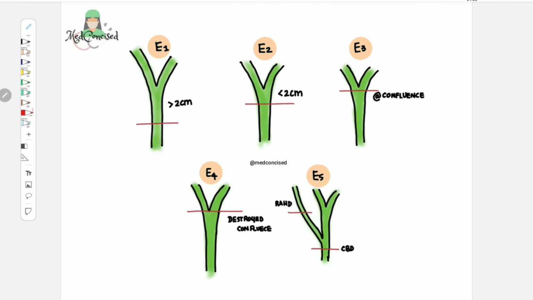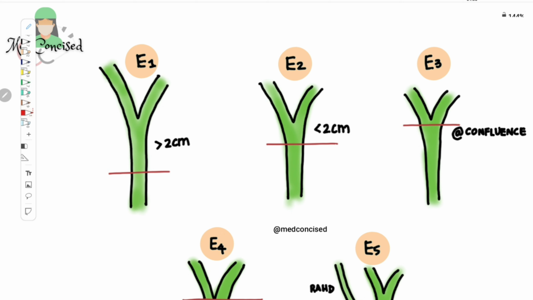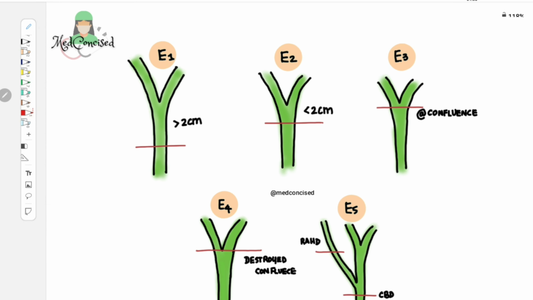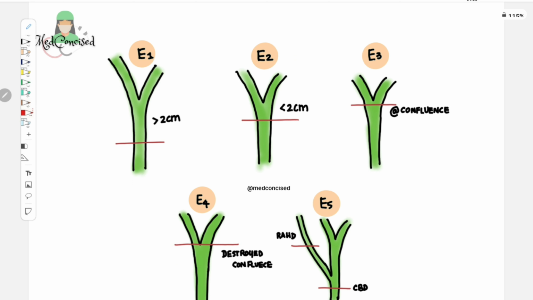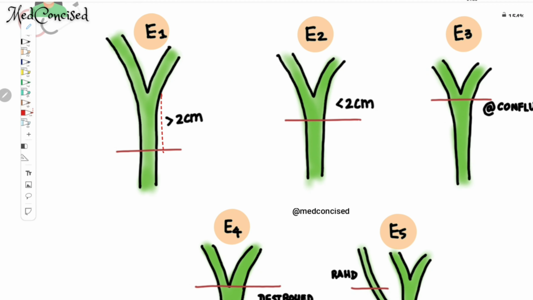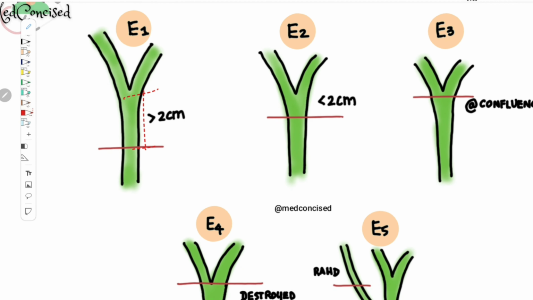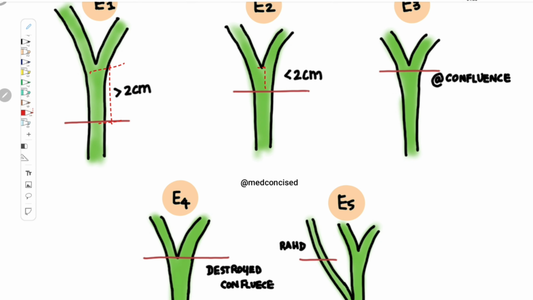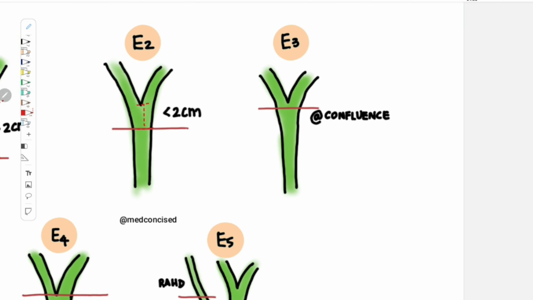Next, the type E of the Strasberg classification. Here there is full section injury to the common hepatic duct or the common bile duct, and this is similar to the Bismuth classification. So where is the injury present with respect to the confluence? If this injury is more than 2 cm from the confluence, it's type E1. If it is within 2 cm from the confluence, it is type E2.